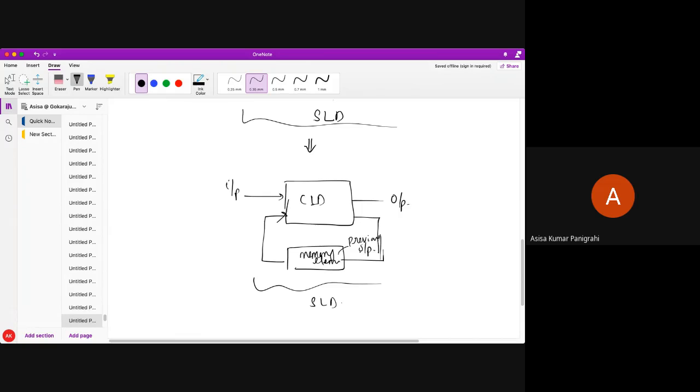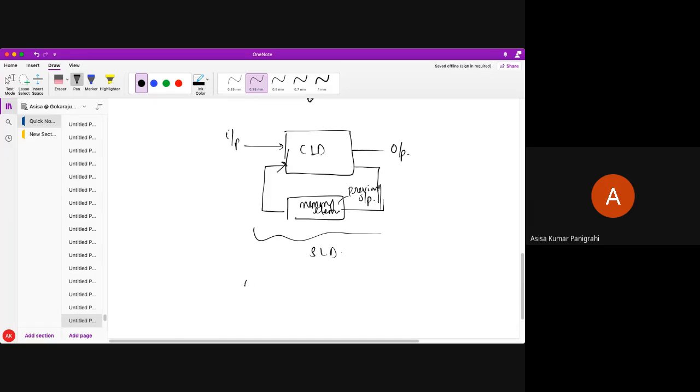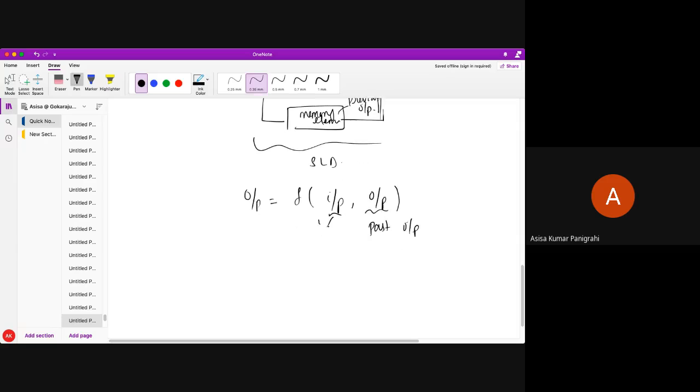Now the output of the sequential logic design depends not only upon the present input but also the past output. This output is nothing else but your past output or previous output. This is your present input, and this is your present output. So the present output of the logic design depends not only upon the present input but also the past output. This past output is stored in the memory element, and whenever required, it is fed back there.